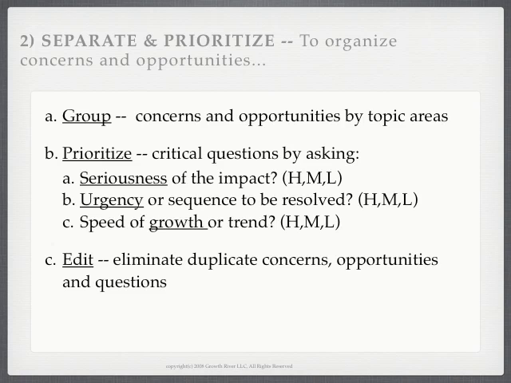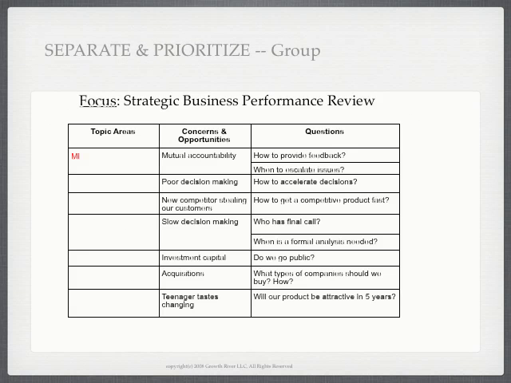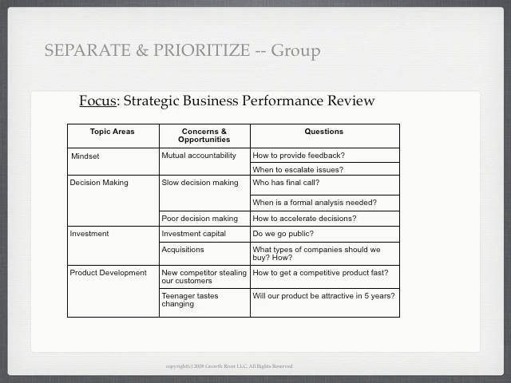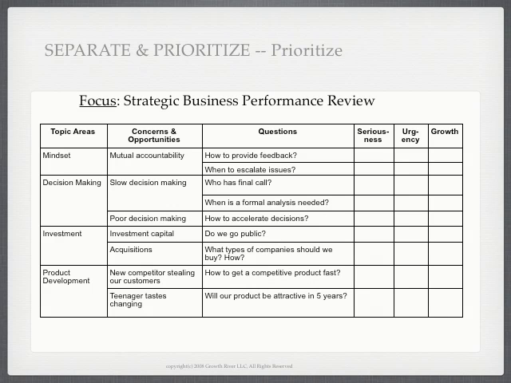Once you've prioritized, you can eliminate duplicate concerns, opportunities, and questions. Now for the example. What you see here is the topic areas being added, and then the concerns or opportunities have been resorted underneath those topic areas. Next, you see seriousness, urgency, and growth being considered. What is happening here is the highs are being put in first. So those issues that are most serious, most urgent, and growing most quickly are being recognized first, and then the mediums and lows are added in. If you do it in this order, it's often easier to set priorities.